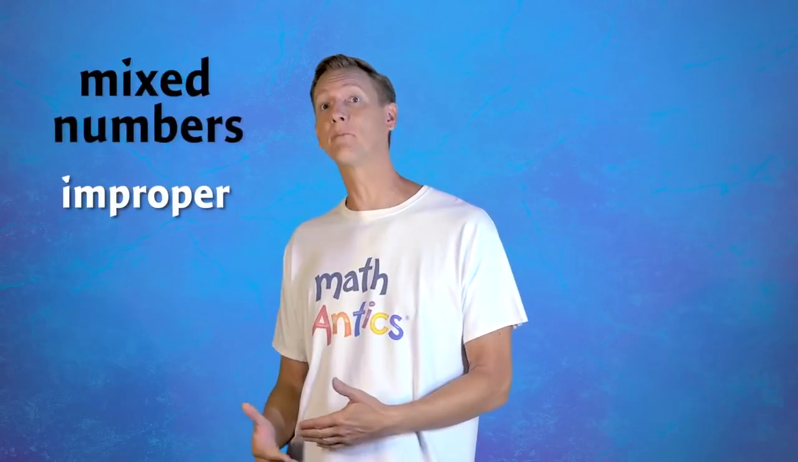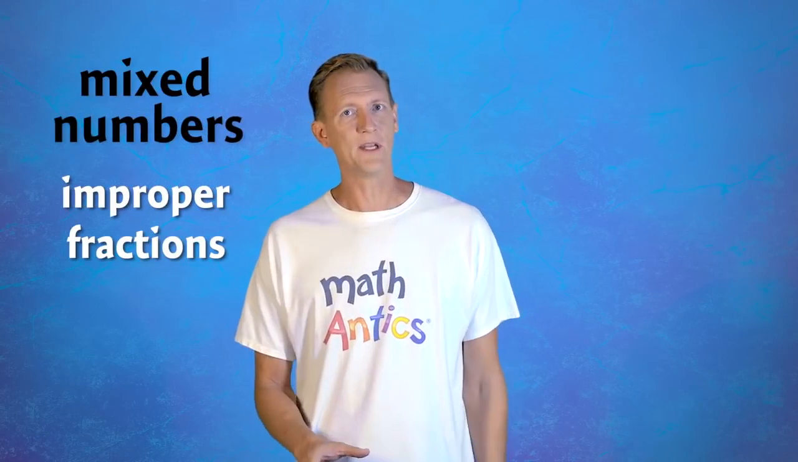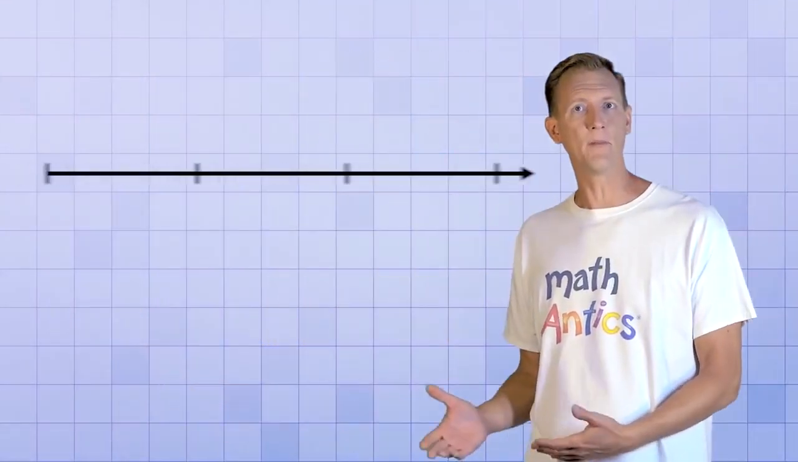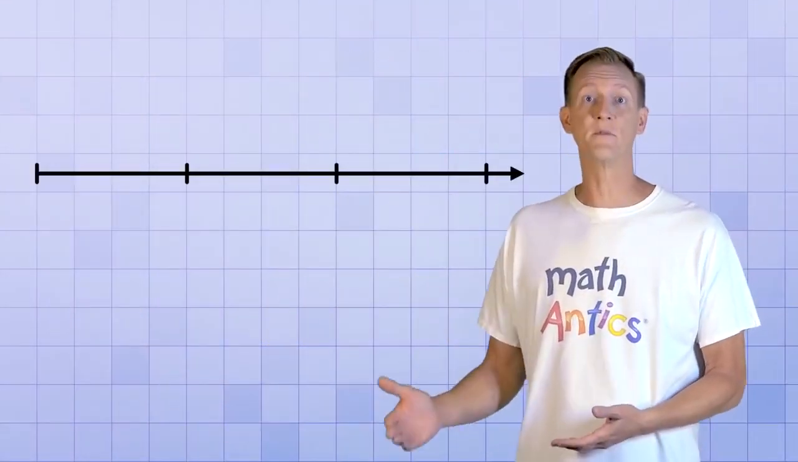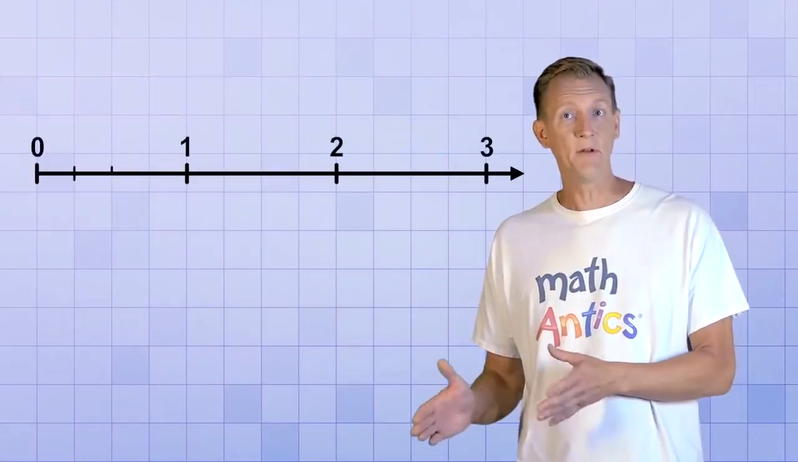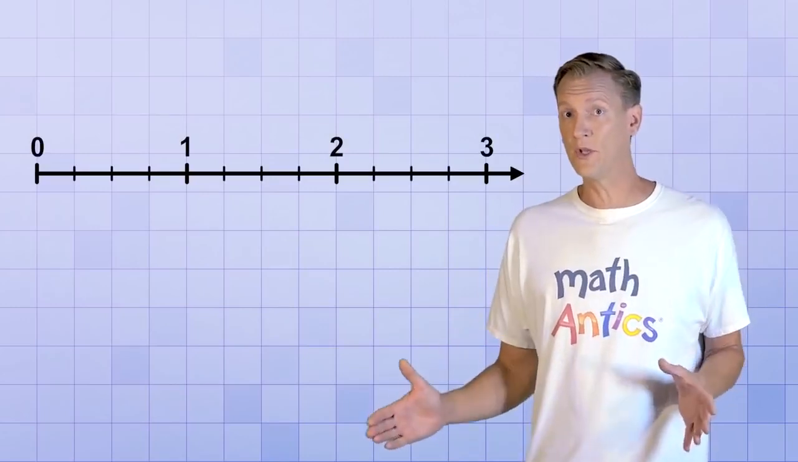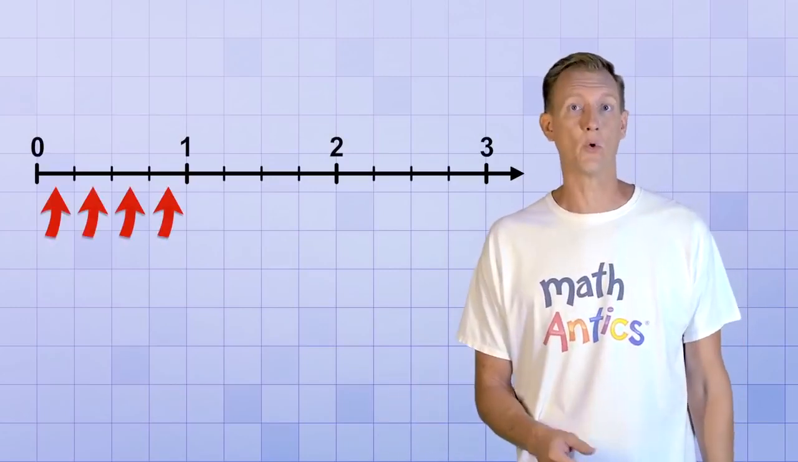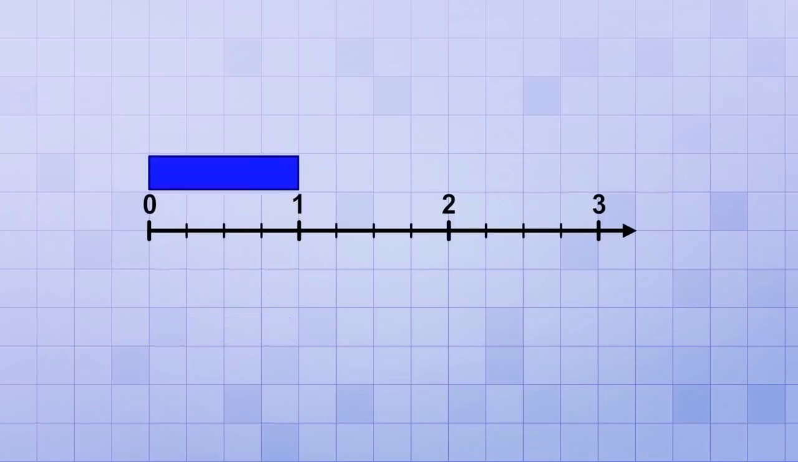As I was saying, we're going to learn how mixed numbers relate to improper fractions. But first, we need to make sure that you understand what an improper fraction really is. To do that, let's start with a short number line that counts whole numbers from 0 to 3. And let's subdivide the spaces in between each whole number into 4 equal parts, or fourths. So a block this size represents the amount 1, because it covers the distance from 0 to 1.